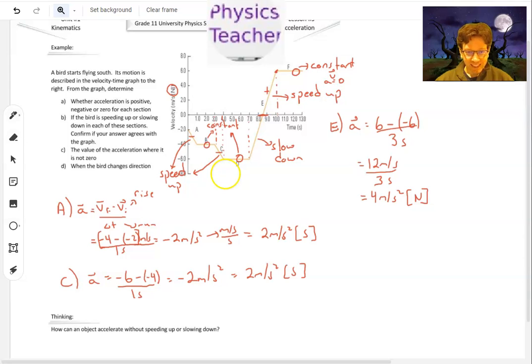So for part D, it says when the bird changes direction. So you change your direction when you're going from one direction to the other direction. So in this case, right here is when we changed our velocity from negative to positive. So right there is where we change directions.